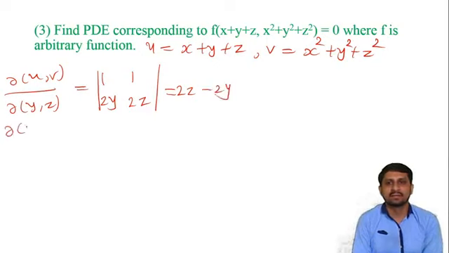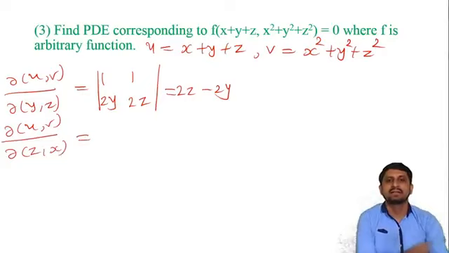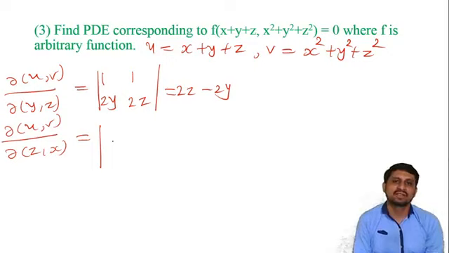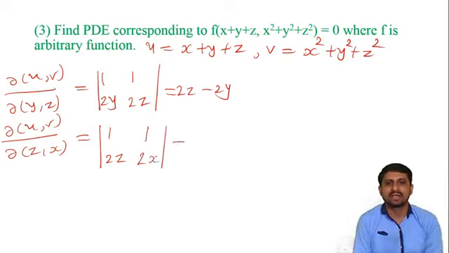Similarly, you can find del u v by del zx, right? Now, if you understand, the first column for the second determinant is nothing but the second column of the first determinant. So directly you can write 1, 2z here. Then this is nothing but del u by del x, that is 1, and the last entry is nothing but del v by del x. Del v by del x is what? 2x. So that is equal to 2x minus 2z.